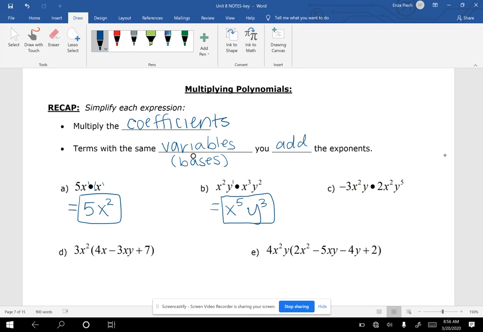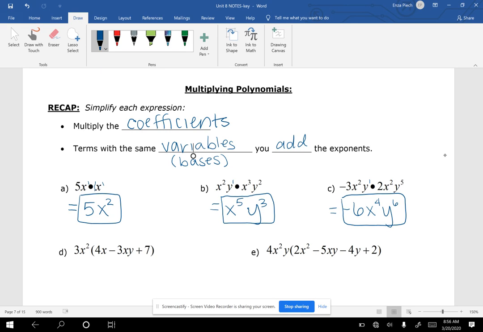Here we've got coefficients. We're going to start with coefficients. Negative 3 times 2 is negative 6. Then we have two variable bases. So we've got our x, which has a 2 and a 2. We add, and we get to the 4th power. And then we have a y, which has a 1 and a 5. So when we add, we get to the 6th power. So our solution is negative 6 times x to the 4th power times y to the 6th power.